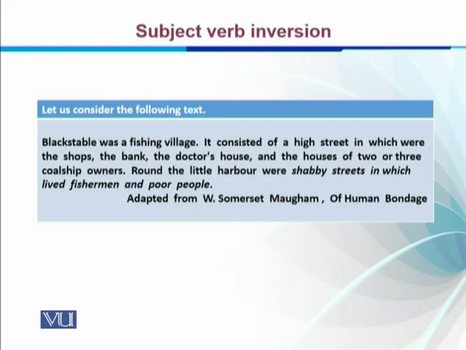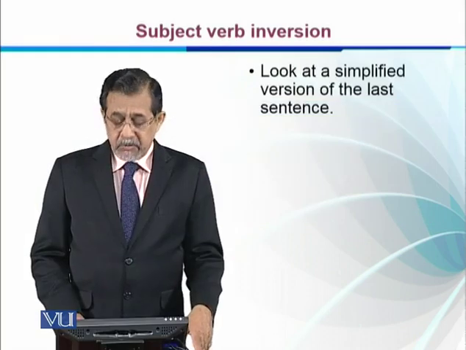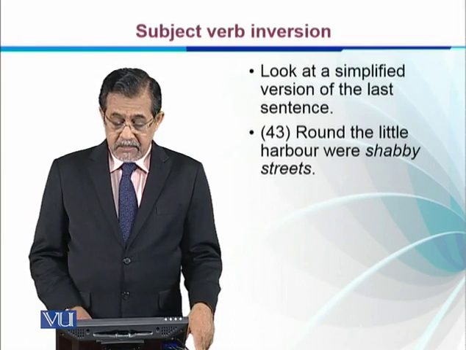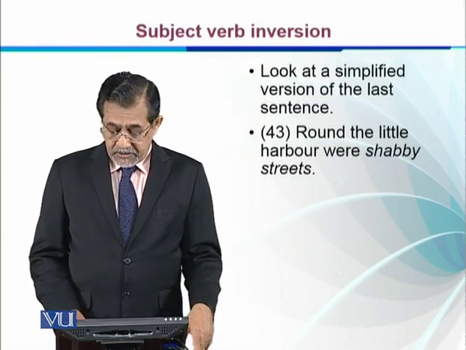If you look especially at the second sentence, round the little harbour, apparently it seems to be the subject, and were shabby street in which lived fishermen and poor people the verb phrase, or in the traditional sense the adverbial. But we know that a subject cannot begin with a prepositional phrase. Here we have a PP, a prepositional phrase. So what is this swapping, or this inversion? Let's look at the simplified last sentence: Round the little harbour were shabby streets.